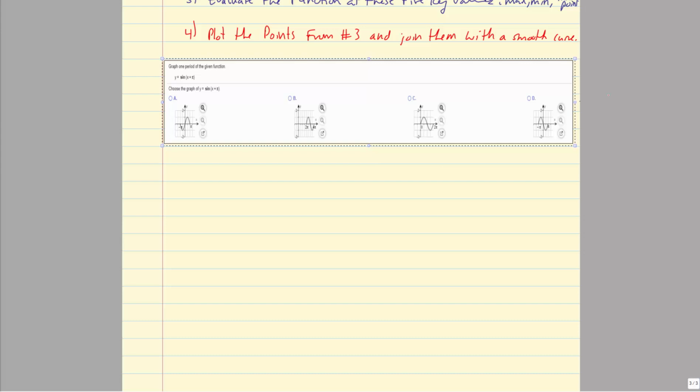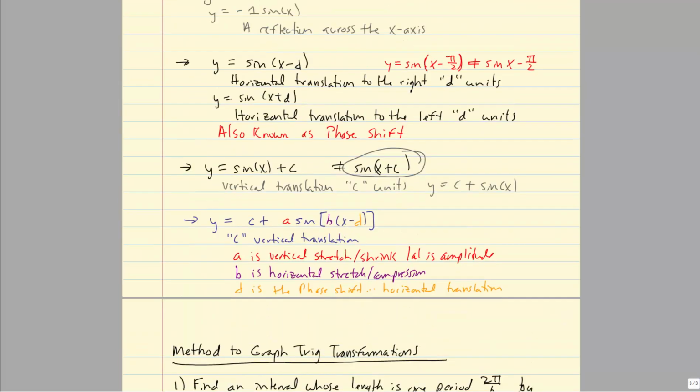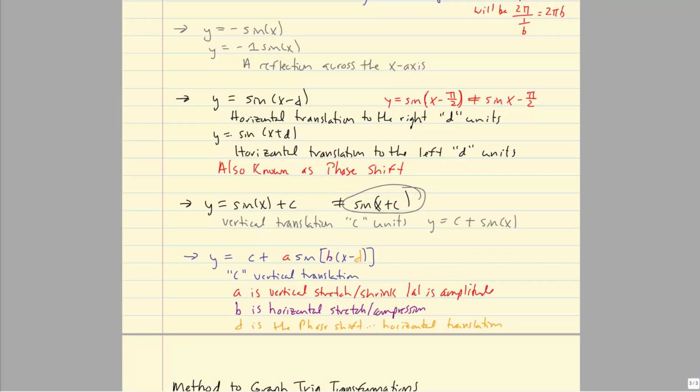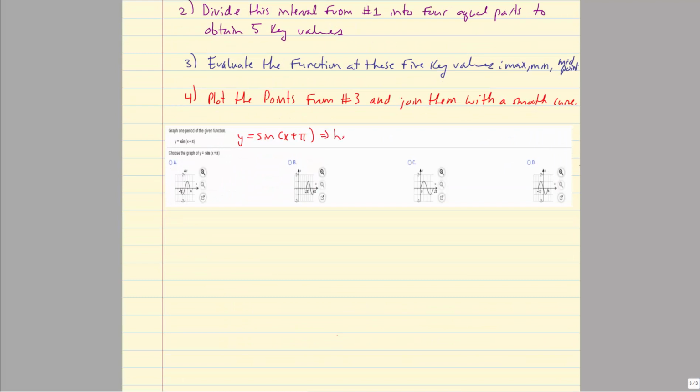Okay, it's coming in kind of small, but here we have y equals sine of x plus pi. Well, if we look at our list here, this looks just like this, sine of x plus d. So this is a horizontal translation to the left, d units. So this would be a horizontal translation to the left, but not d units, because we know our value for d is pi, so it'd be pi units.